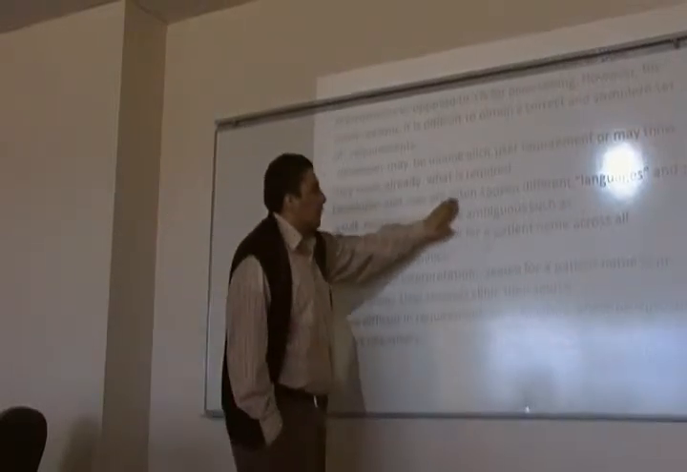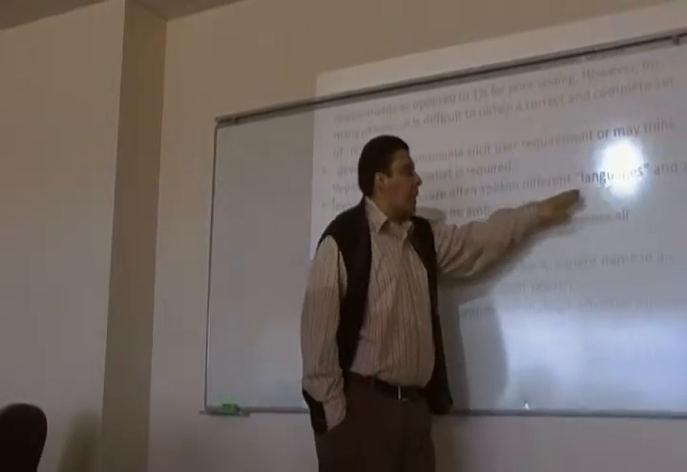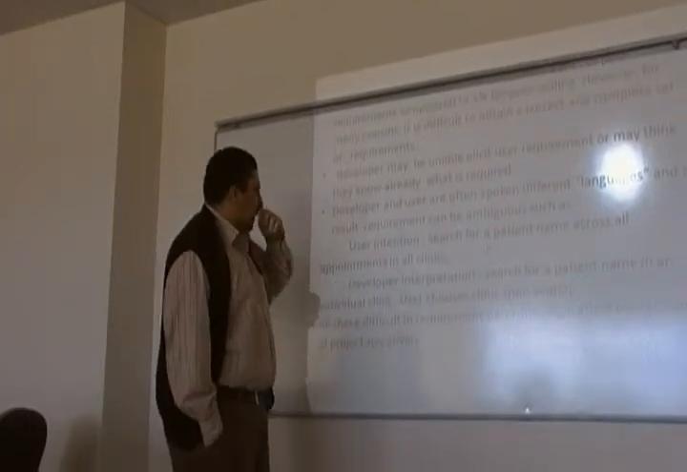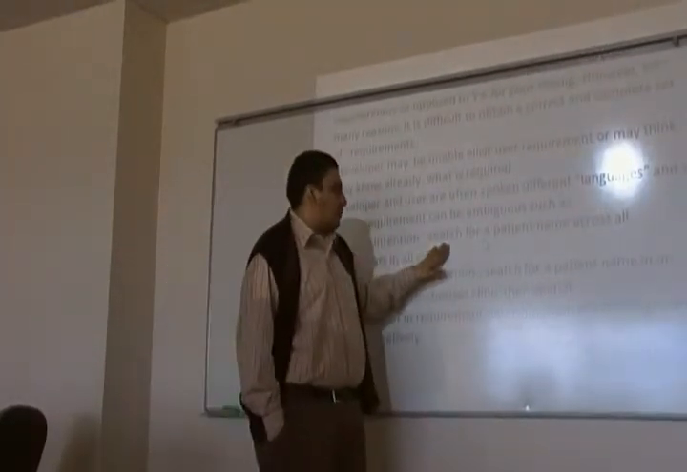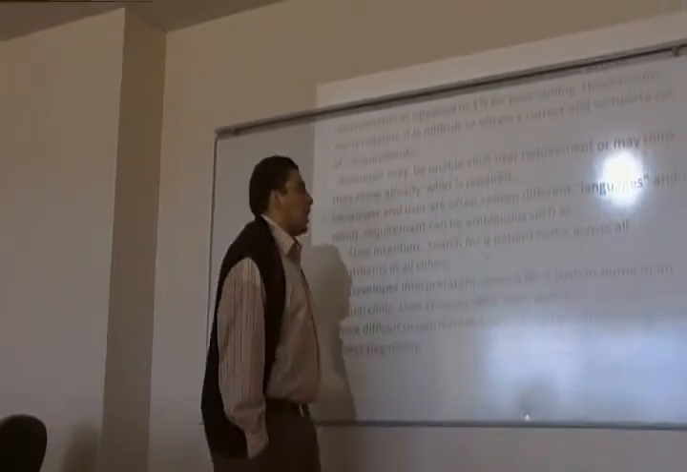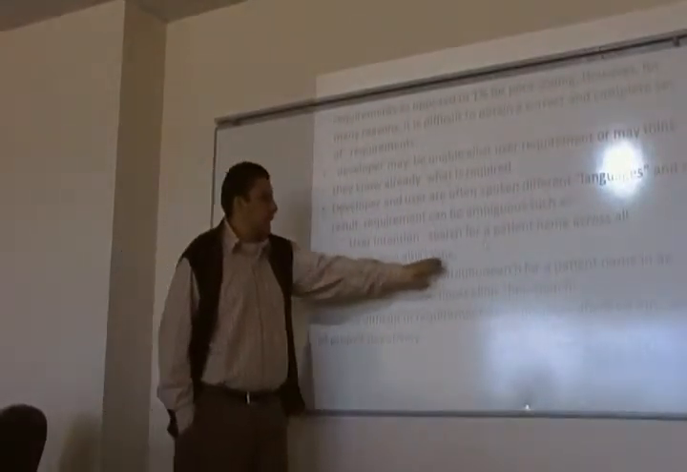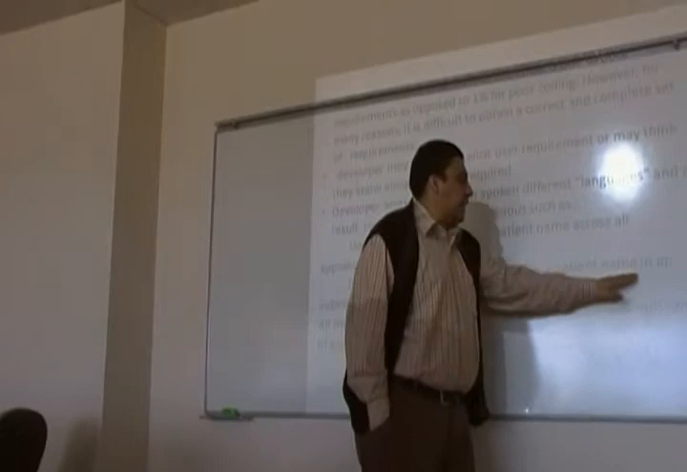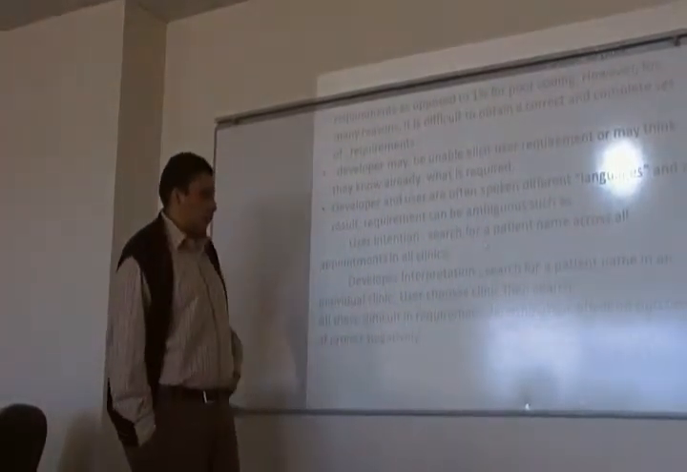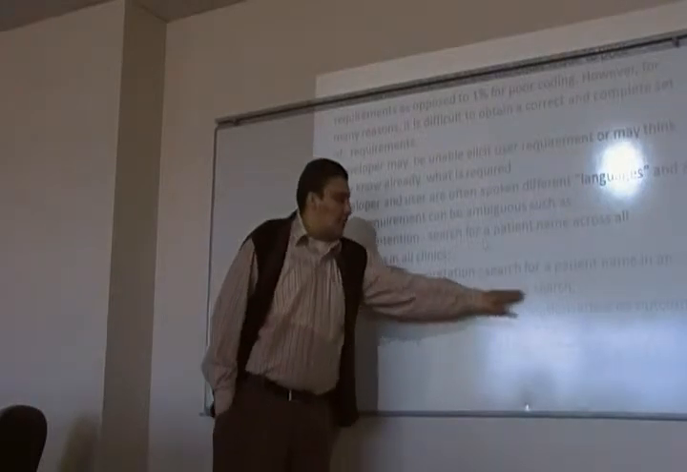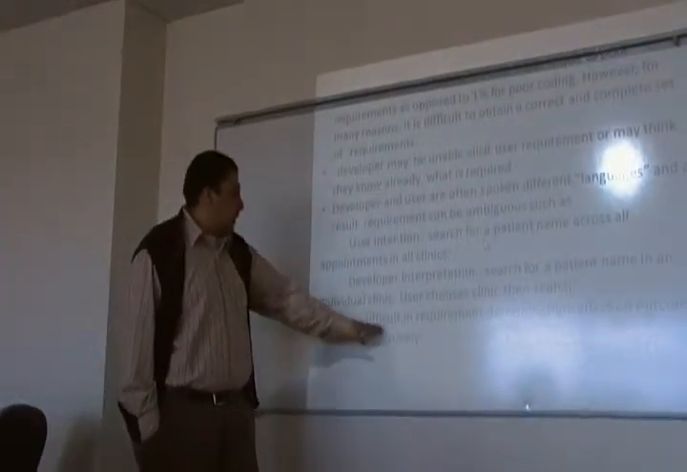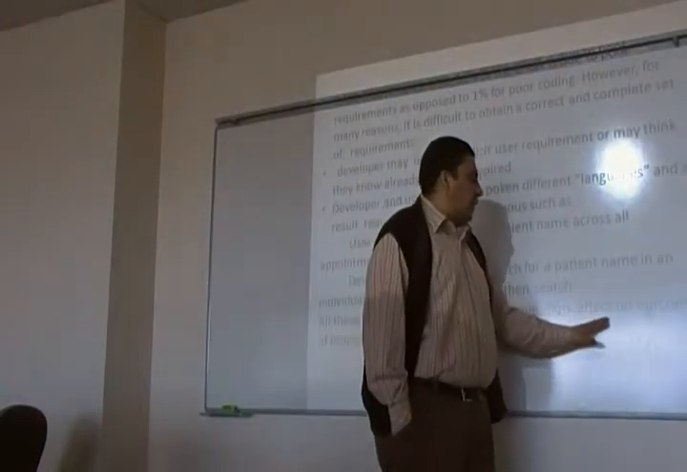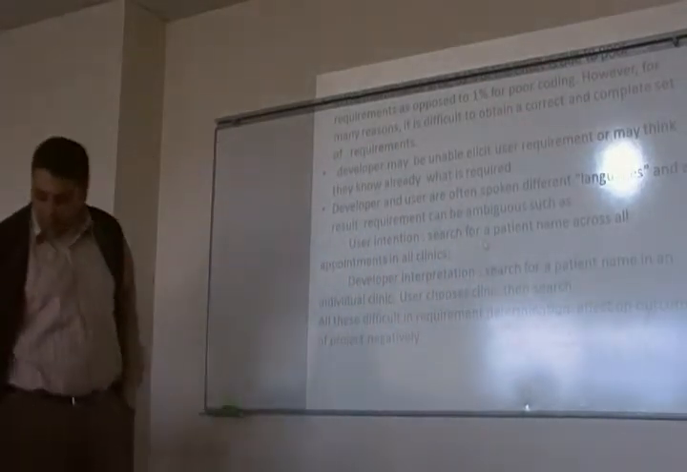Developer and user are often speaking different languages, and as a result requirements can be ambiguous, such as a user intending to search, for example, for a patient name across all appointments in all clinics, but the developer interpreting it as searching for a patient name in an individual clinic: the user chooses a clinic, then searches. All these difficulties in requirement determination have a negative effect on the outcomes of the project.